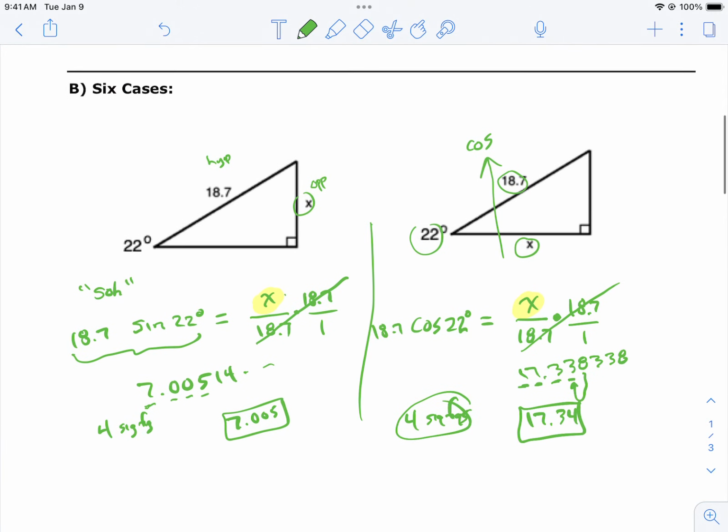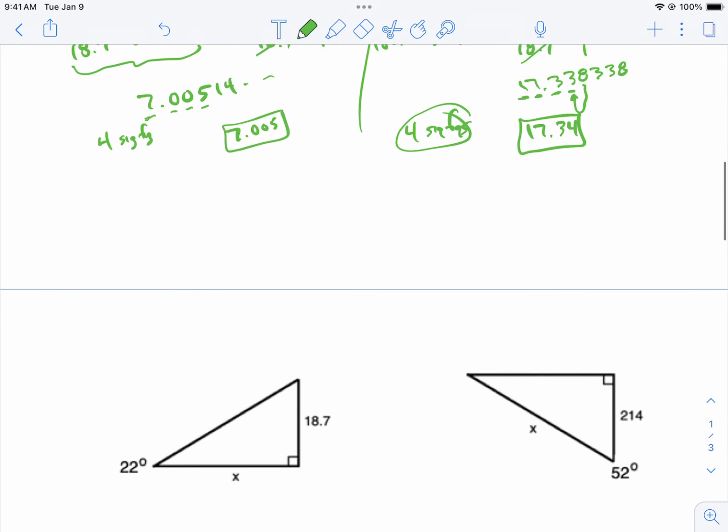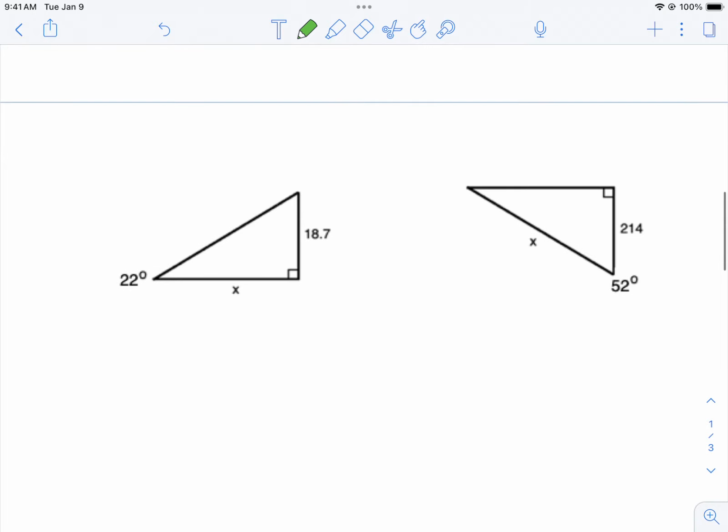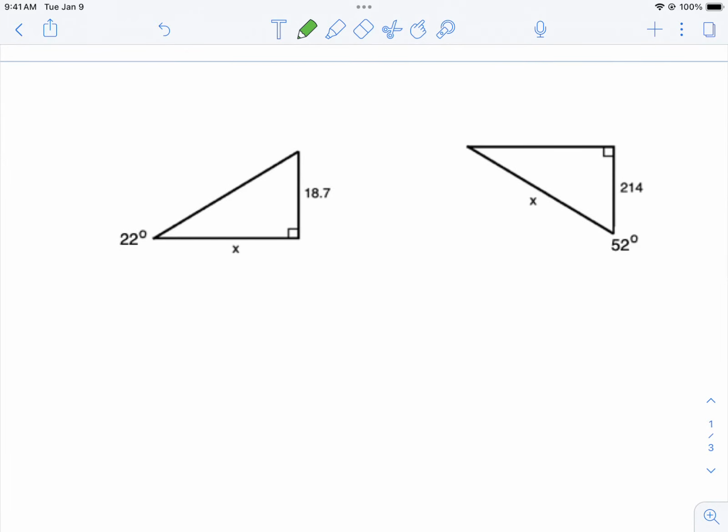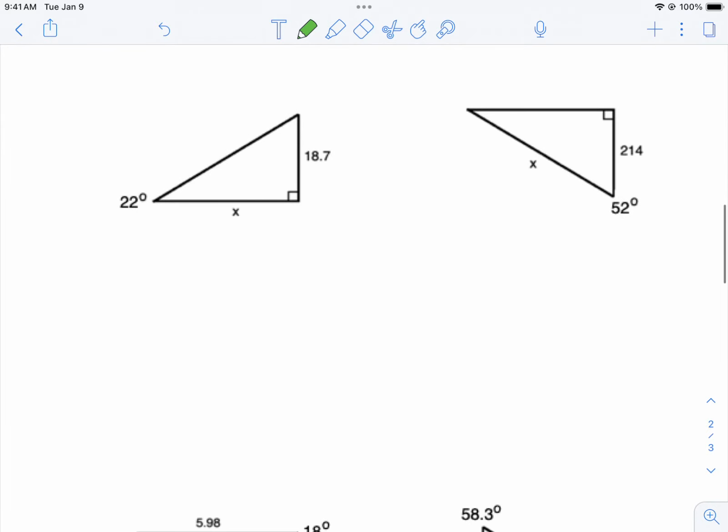Two down. What was this situation? Well, it was a cosine with the x on top. What do we got here? We did a sine and a cosine. Doesn't seem like a tangent should show up right about now.